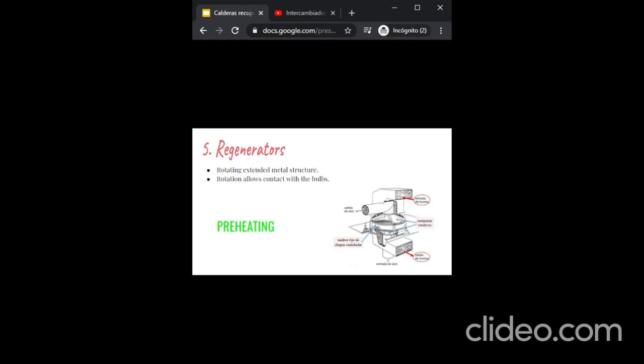This one, the regenerator. This type of heat exchanger has the particularity that there must be preheating of the fluid, which is then stored in the heater, and the cooled fluid will rotate through a rotation system that allows the contact of the cold fluid with the hot fluid, homogenizing heat transfer throughout the system.